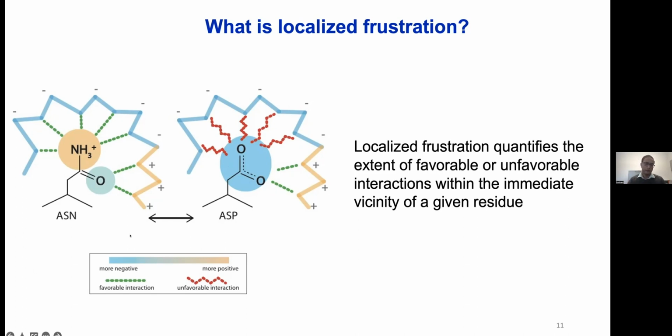You'll observe that in this local neighborhood, in this toy example, an asparagine residue is surrounded by negatively charged amino acid residues. So in this local neighborhood, asparagine is experiencing favorable interaction, so it will be what we call minimally frustrated. However, if you mutate this asparagine to an aspartate, which is a negatively charged amino acid residue, in this negatively charged local neighborhood, now it will experience unfavorable interaction or will become maximally frustrated. So our goal is to quantify this change in frustration profile and use that as a metric of molecular impact score for cancer missense mutations.